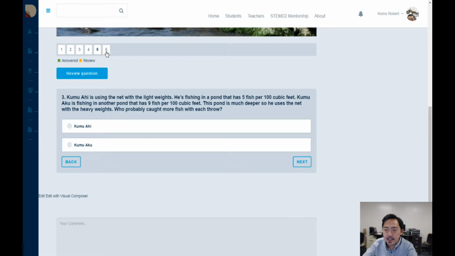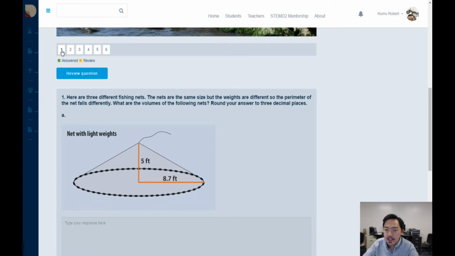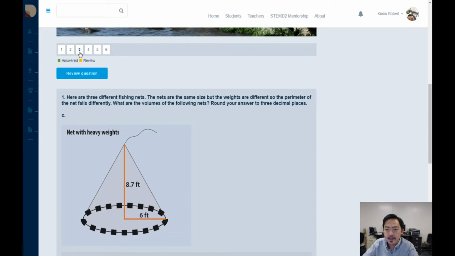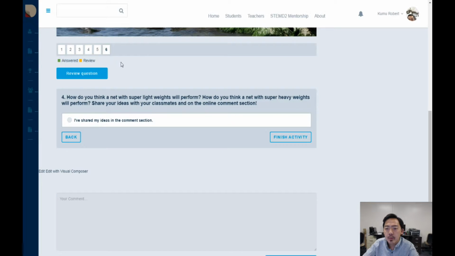Finally, we conclude this activity with an open-ended problem. As you can see here, the shape of the nets change with the different weights that we attach to it. Now we want to think about what happens when we put super heavy weights and super light weights onto the net. As we mentioned, this is an open-ended problem, and we don't want the students to worry too much about being right or wrong. We just want them to come up with a logical answer and be able to articulate their answer with their classmates.